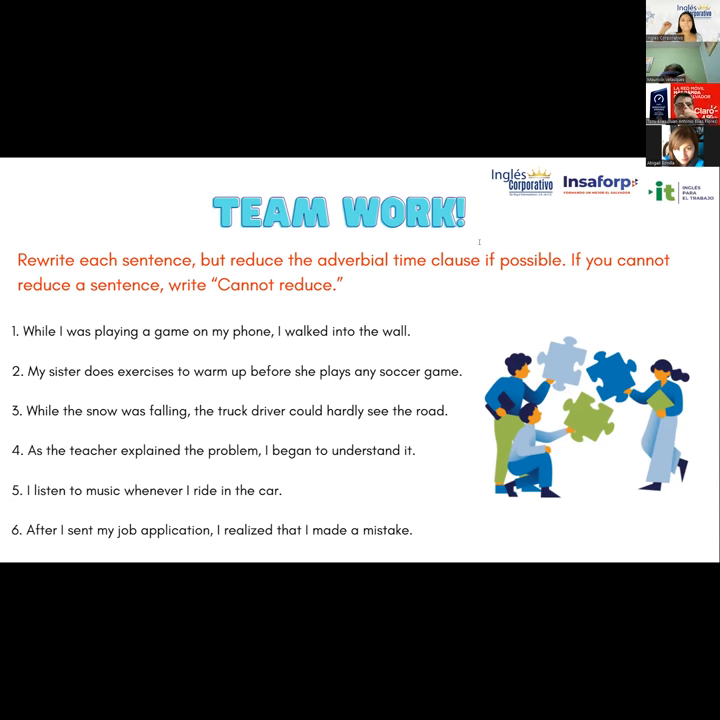I listen to music whenever riding in the car. Okay, very good. It's the same case as number two, right? The same case. Teacher, Abigail asked about the use of ride. Is driving not the correct way? Well, I mean, you can say drive or ride.